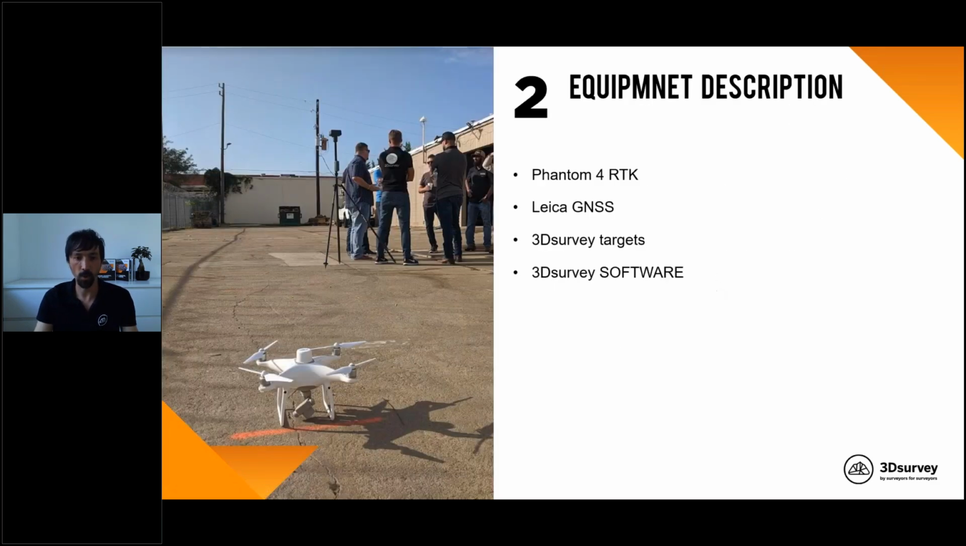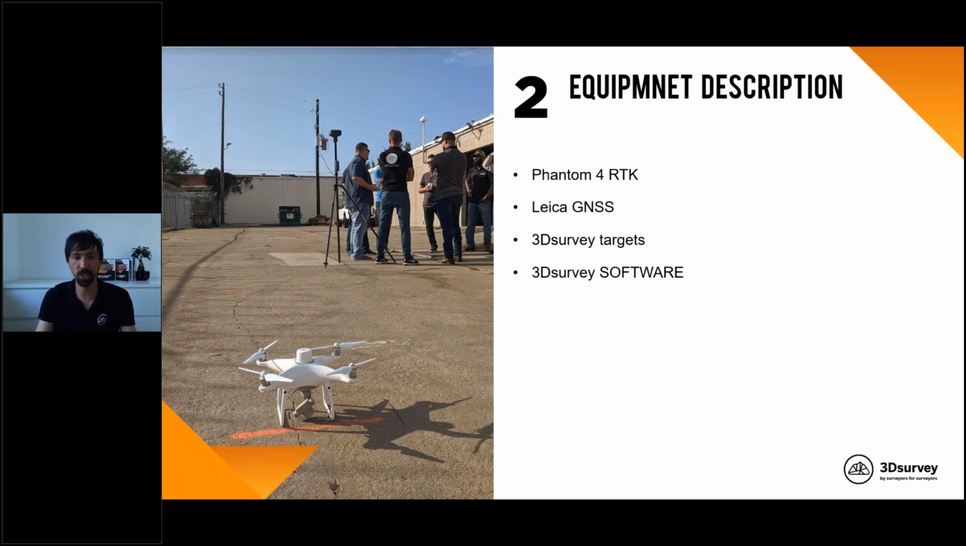Okay, our equipment for these two projects was the Phantom 4 RTK. You can see the drone here. Then we use a GNSS device, the GPS system, for measuring the ground control points. We use our 3D survey targets, so black dots on a white plate.